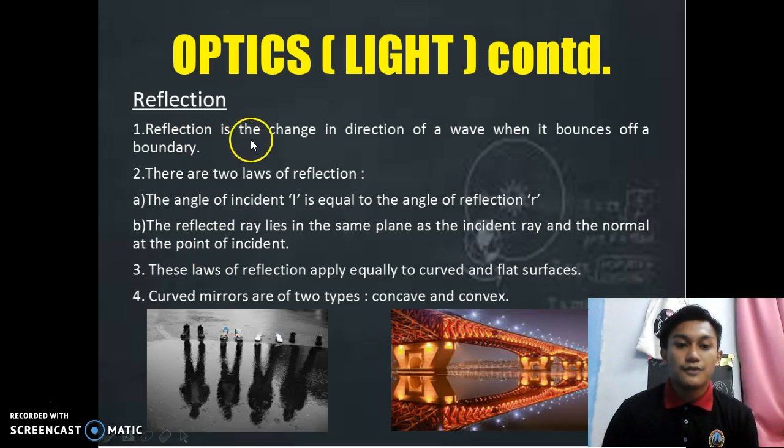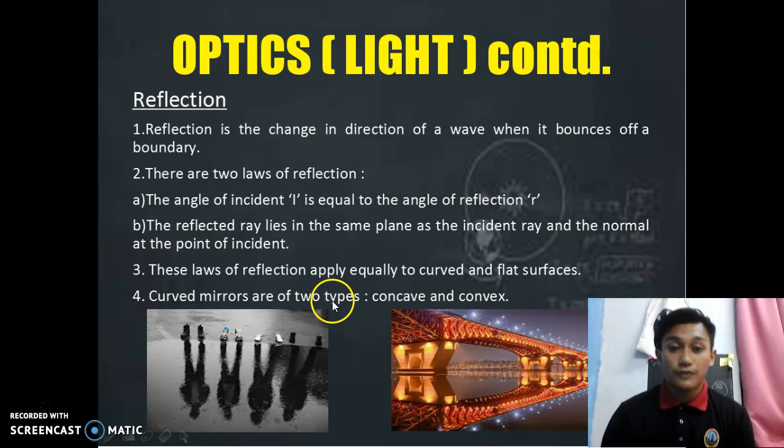Reflection. Reflection is the change in direction of rays when they bounce off a boundary. There are 2 laws of reflection. The angle of incidence i is equal to the angle of reflection r. The reflected ray lies in the same plane as the incident ray and the normal at the point of incidence. This law of reflection applies equally to curved and flat surfaces. Curved mirrors are of 2 types, concave and convex.